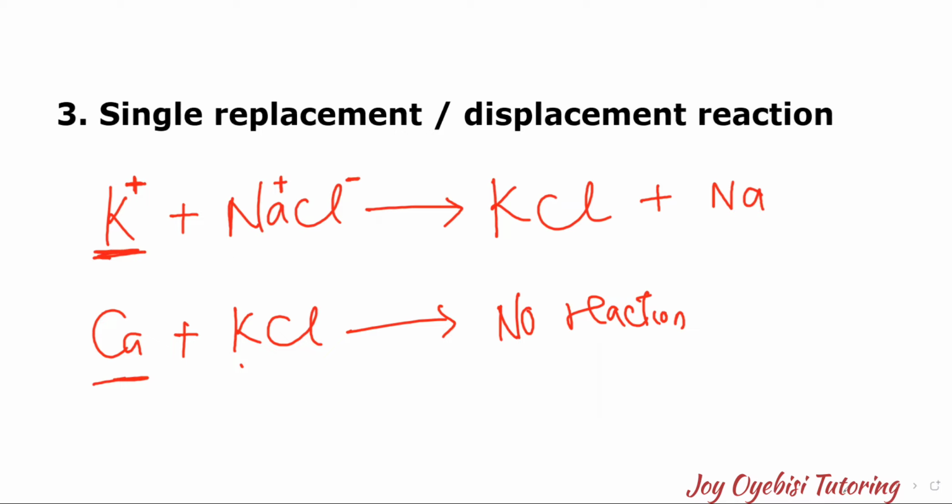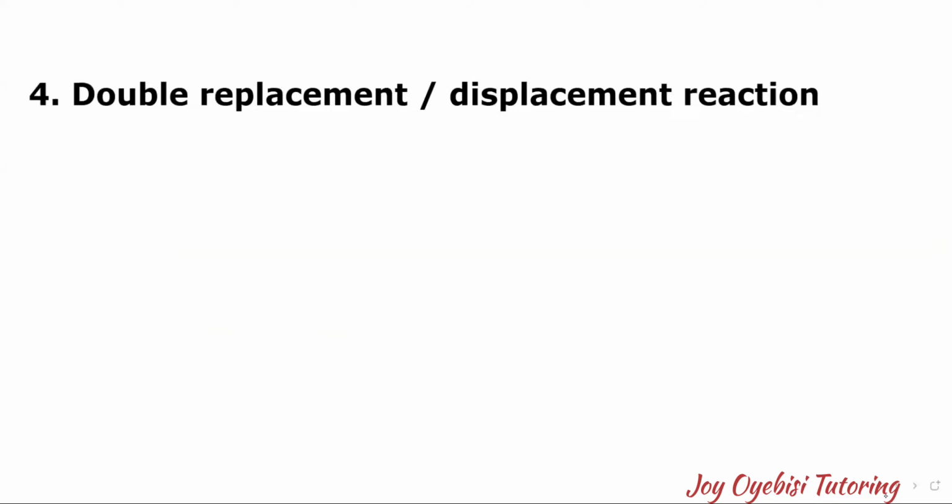Now that leads us to the fourth type of chemical reaction, which is called double replacement or displacement reaction. In a double replacement reaction, you would have two compounds combined and giving you two new compounds. So for example, if we have KCl plus H2O, this is a double replacement reaction.